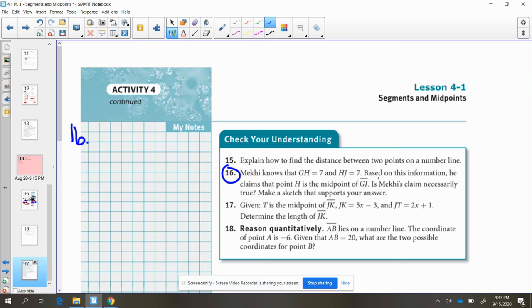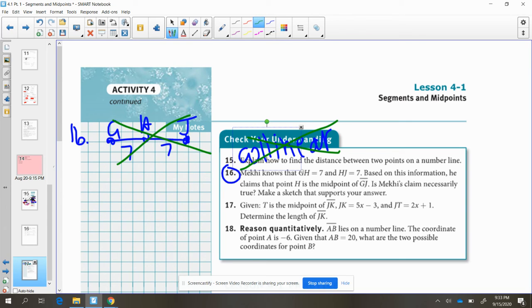Now, if they had said collinear as a keyword in here, then yes, that would be true. We would say, okay, well, we have G, H, J, and both of these are 7, so they're congruent. But what they didn't do was say that word. So we can't assume that unless they told us that H was between.